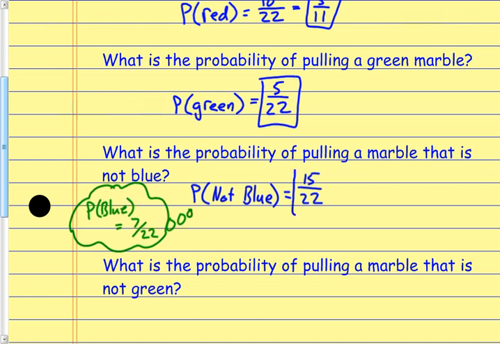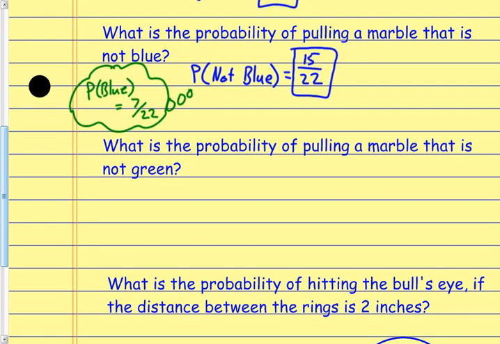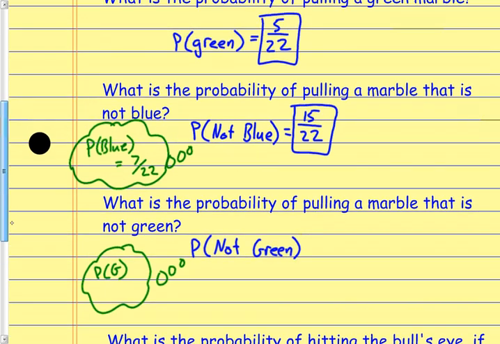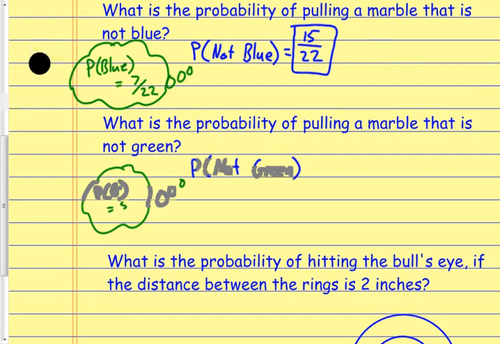Okay? Very similar with the next one, the probability of pulling a marble that is not green. So the probability that it's not green, again, I could count up all the stuff that's not green, or I can think about the probability of it being green. The probability of it being green, I believe there was 5 green marbles. Yep, 5 green marbles out of the 22 total. So if 5 out of 22 is green, not green would be everything else, which is going to give me 17 out of 22. Okay?